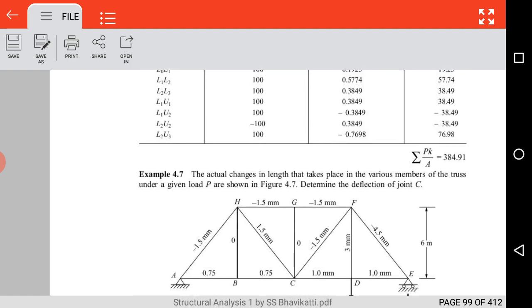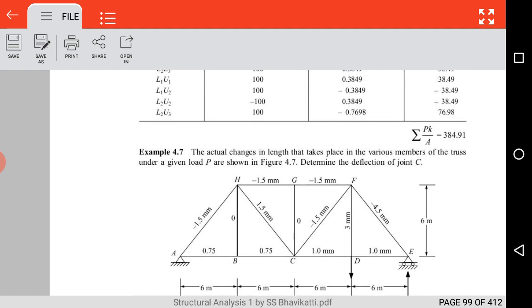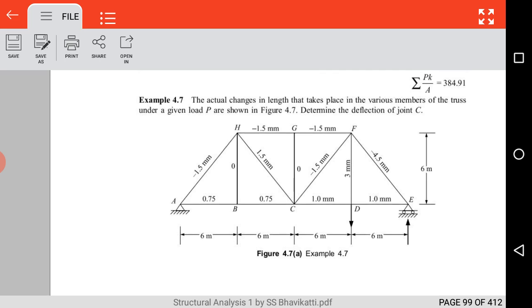Another truss is shown here. The actual changes in the length that take place in the various members of the truss under a given load P are shown in the figure. So changes in the members are given. We are required to determine the deflection at the joint C. So this is the truss, and the change in the length for each and every member is shown.